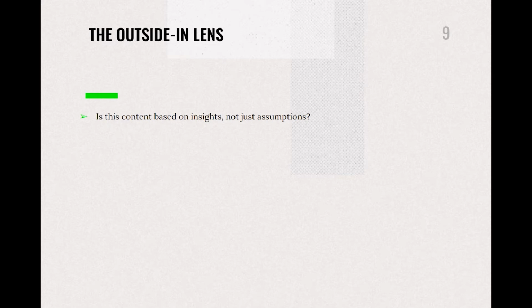So let's make it more tangible. Is this content based on insights, not just assumptions? That's a great question to ask. If you're a copywriter, you might need to talk to the marketing team of the company that you're working with and say, have you got any data? Have you got any transcribed interviews? Or can I jump on calls with some of your buyers and talk to them myself and record that and then get that information? Or can we send a survey out to all of your customers?